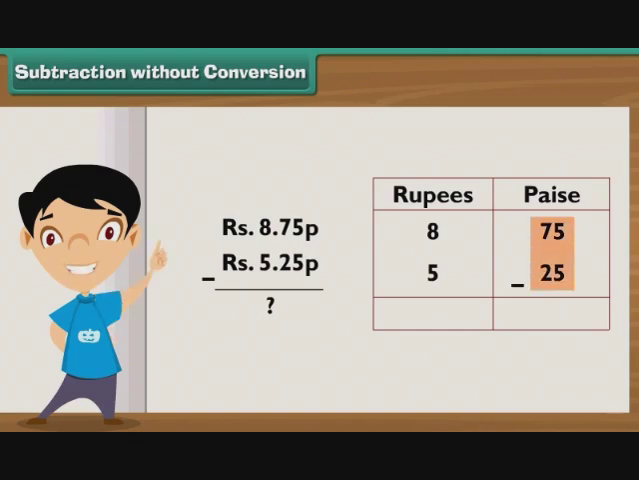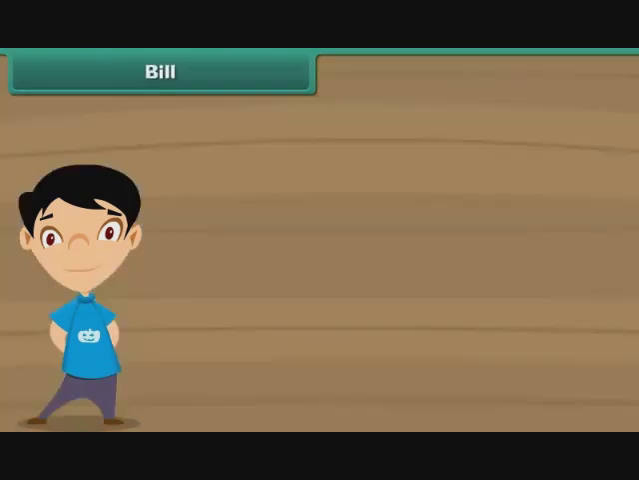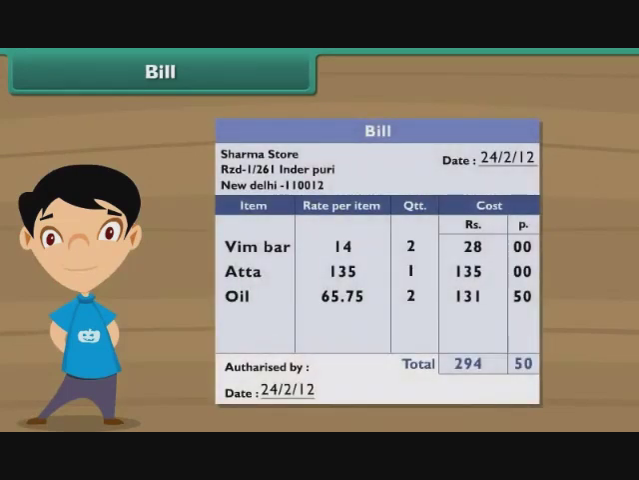Subtract 25 from 75 to get 50. Write 50 in the paise column. Subtract 5 from 8 to get 3. Write 3 in the rupee column, so the answer is 3 rupees 50 paise. Bill. Do you know what a bill is? Bill is a piece of paper which contains details of all the purchases made by you from a shop.